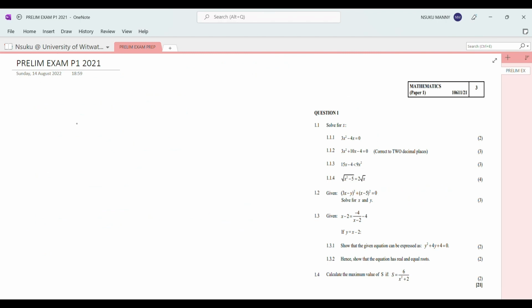So we're going to jump straight into the next question, 1.1.3, which is an inequality, and we are given an expression: 15x minus 4 is less than 9x squared. So we're going to take the 9x squared to the other side. Now we have minus 9x squared plus 15x minus 4 is less than 0. So we're going to multiply everything by -1 just to make this term positive. So when we multiply that, we have 9x squared minus 15x plus 4.